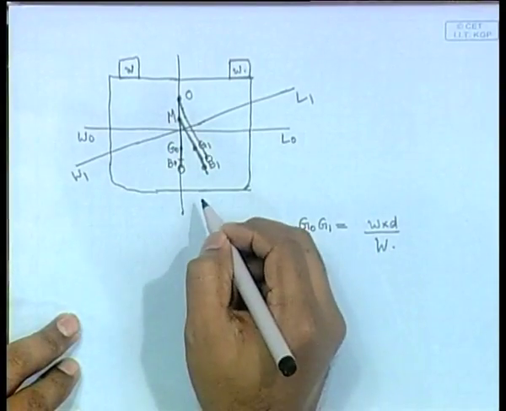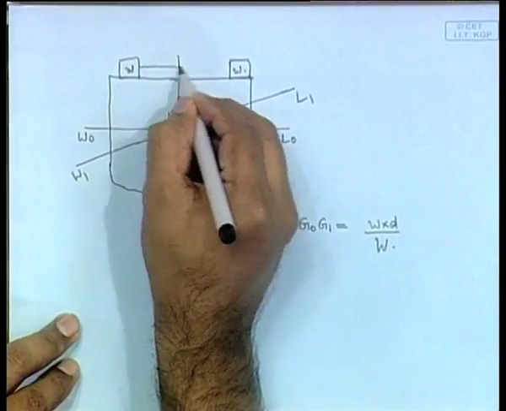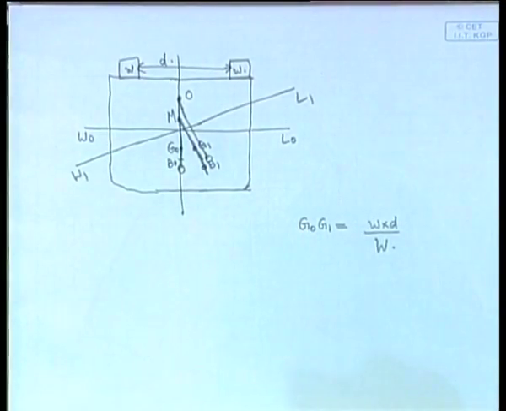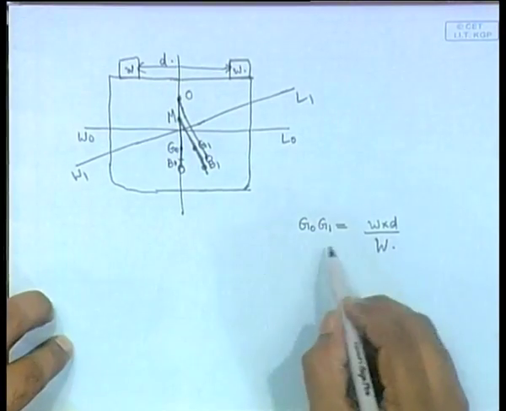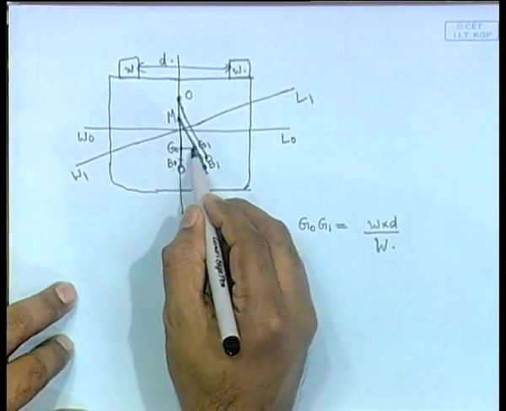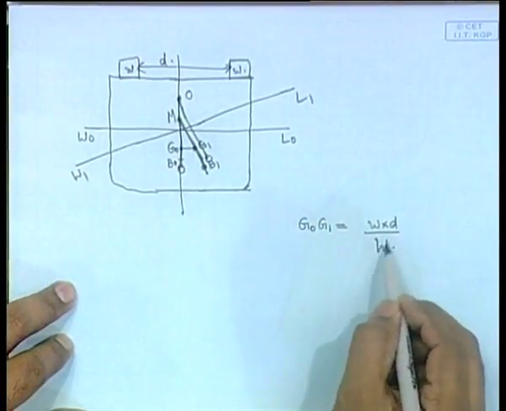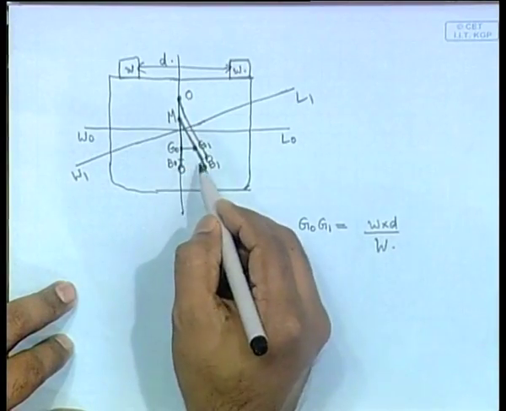Where small d is the distance through which the weight has been shifted, and therefore, this distance G0 G1 will be given by w into d by capital W.